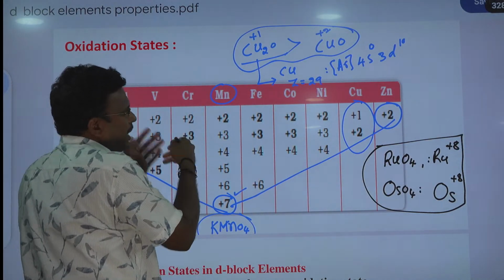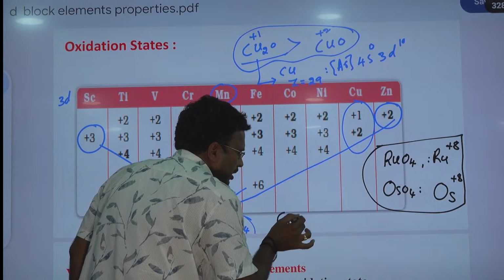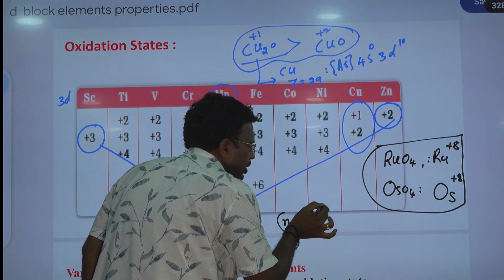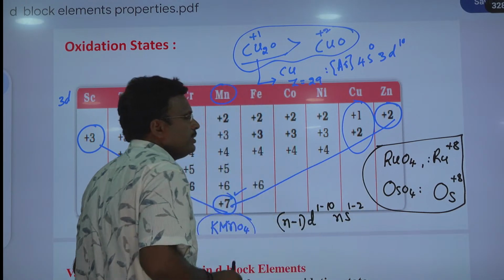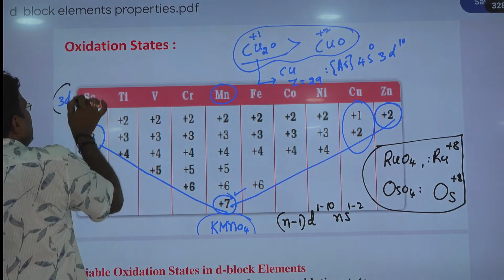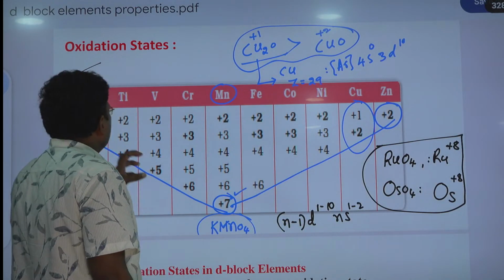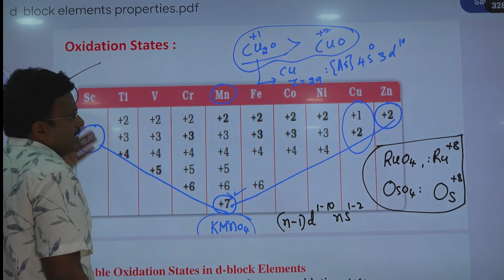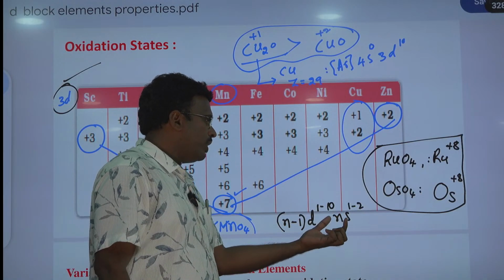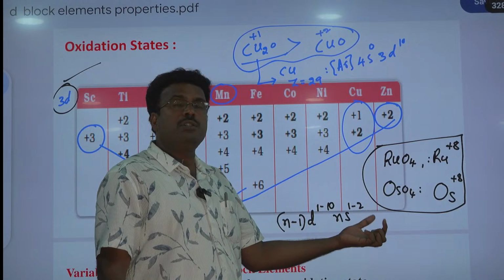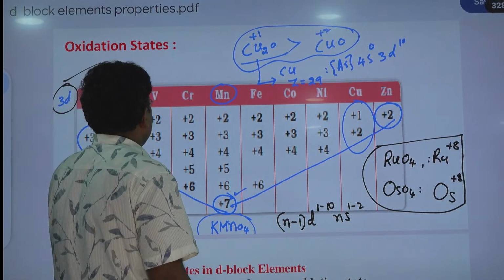So why do these types of oxidation states form? Because of the general configuration of these D block elements, already done. So (n-1)d 1 to 10 and ns 1 to 2, right? This is the 4s, the 3D series general configuration. For example, in the 3D series, what is the configuration? (n-1)d 1 to 10 ns 0 to 2. Special oxidation states are there in the 4D series.